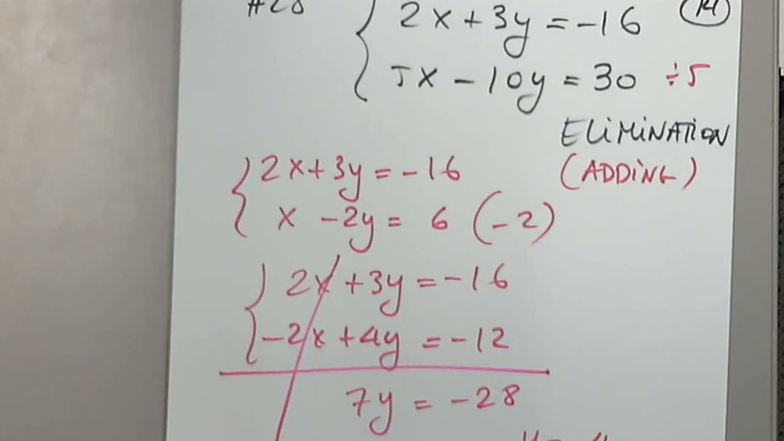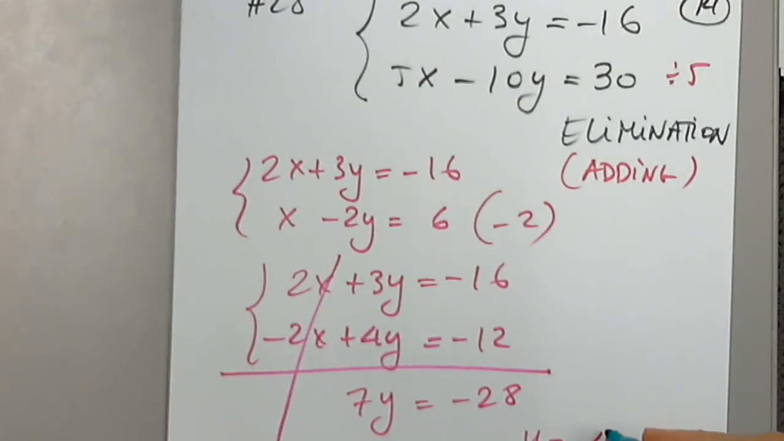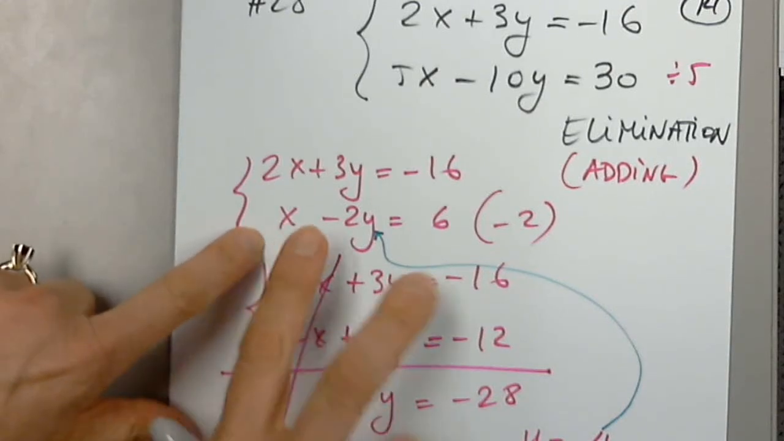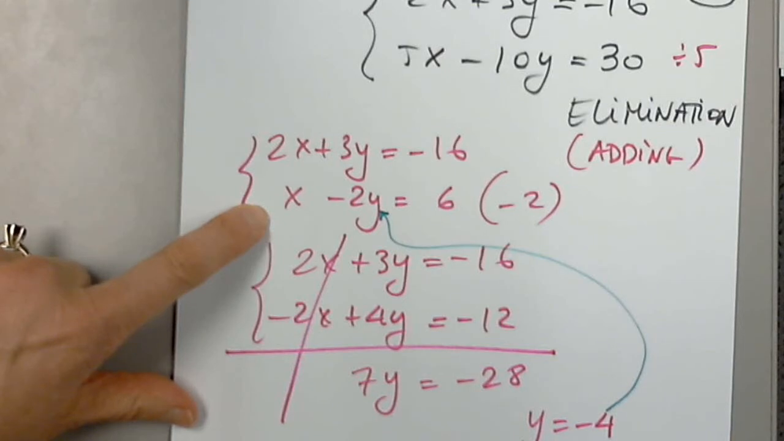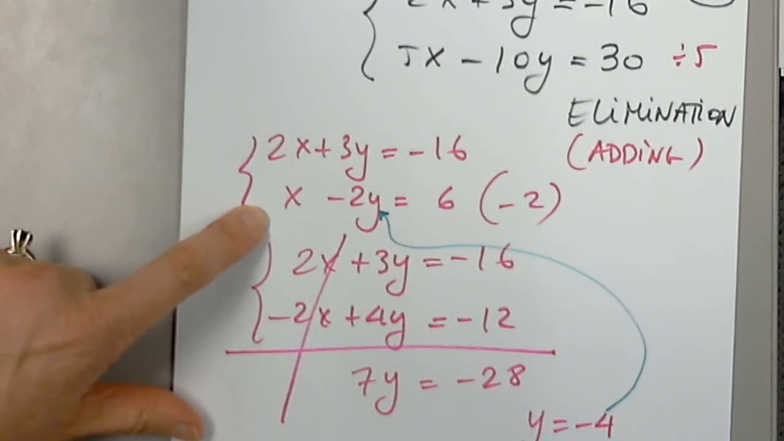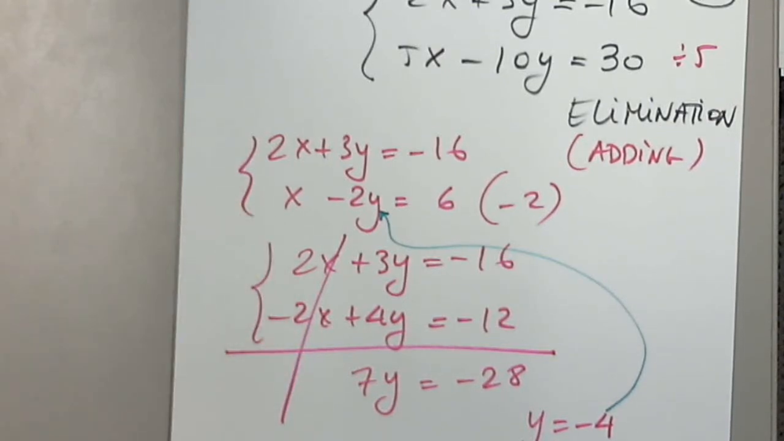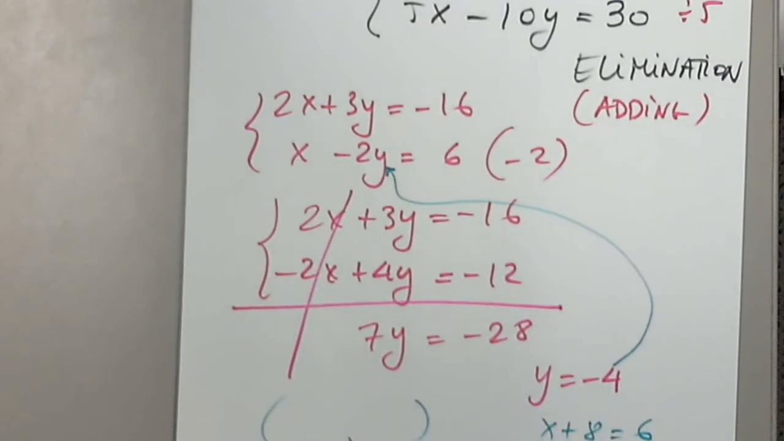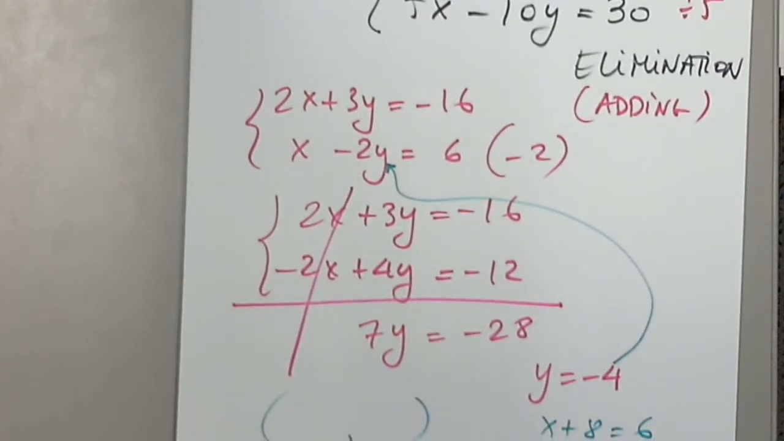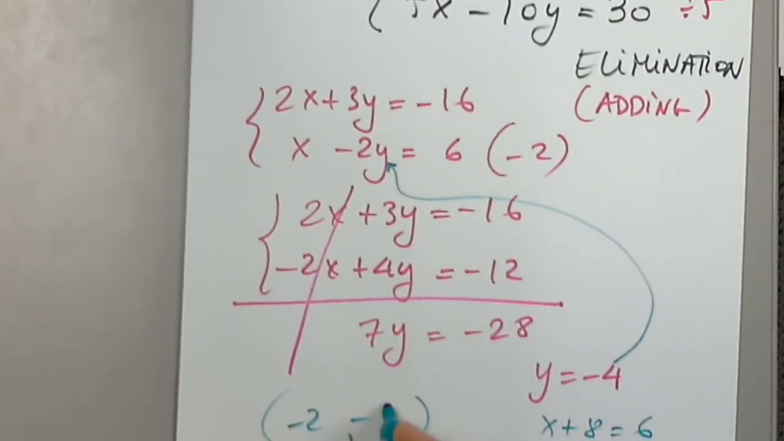Is this enough? No, it's not enough because I have to go back and replace y so that I can get x. So x plus 8 equals 6. So therefore x equals negative 2. So what is the prospective solution that I'm not sure of yet because I haven't checked. And I don't need anyone to tell me whether. Negative 2, negative 4.